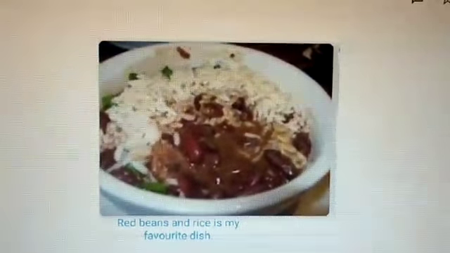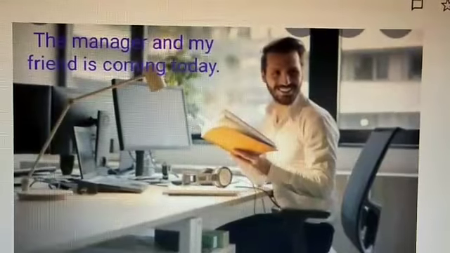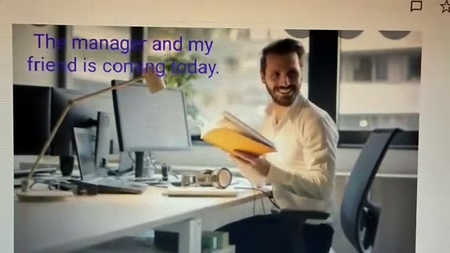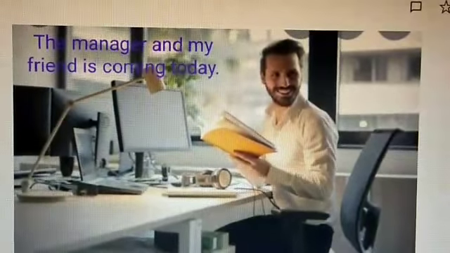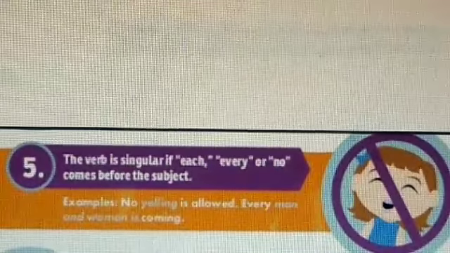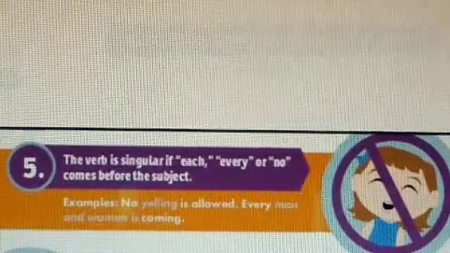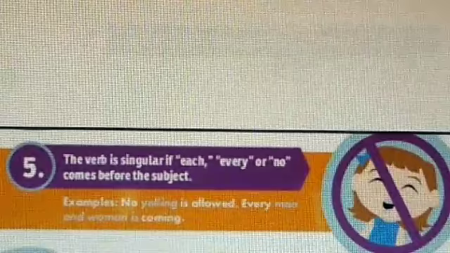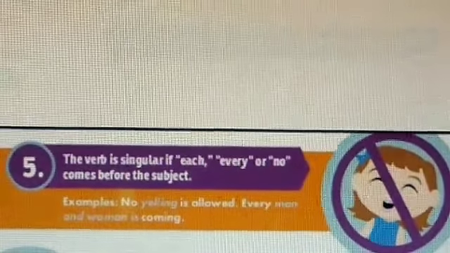See, next example, red beans and rice is my favorite dish. Next, the manager and my friend is coming today. So, my manager and friend, both are the same, so is coming today. Next, fifth rule, the verb is singular if each, every or no comes before the subject. Example, you see, no yelling is allowed. Every man and woman is coming. We are talking about a singular subject.